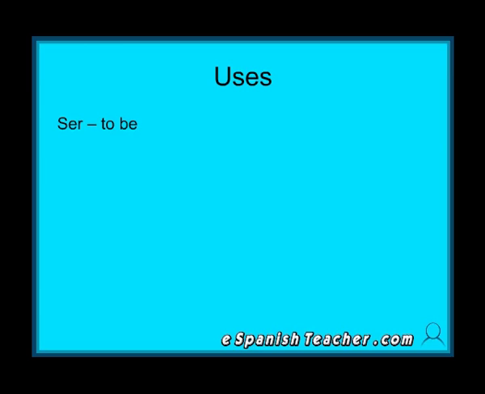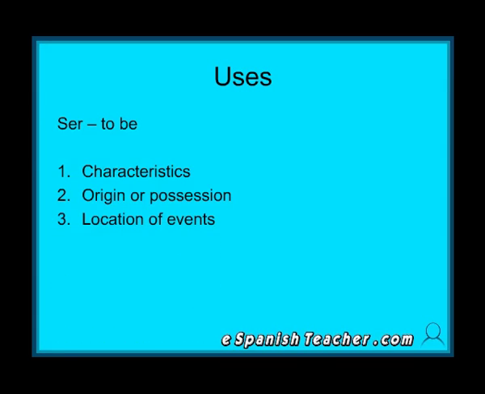Ser means to be, and there are 4 instances when you use the verb ser. The first is to describe characteristics. Next, to describe origin or possession. Number 3 is to describe location of events. And finally, number 4 is to describe the time of day.